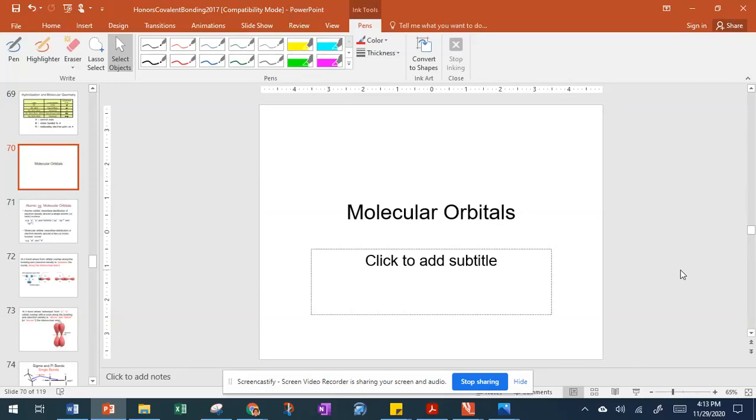Okay, so now I want to go over molecular orbitals. When we have molecules, they can have the hybrid orbitals, and they will also have molecular orbitals. So I want to describe what molecular orbitals mean.